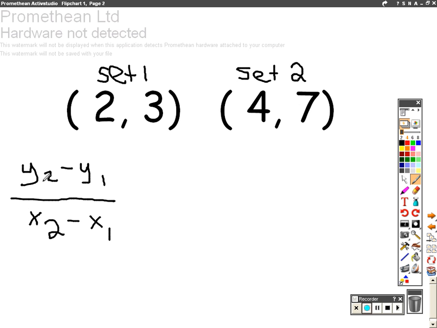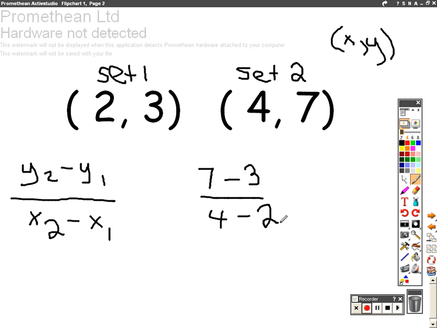Okay, so the formula says the y of set 2. The y, remember ordered pairs are x comma y. So y value in set 2 is 7. So I'm going to replace y2 with 7. Minus the y value in set 1, which is 3. Over the x from set 2, 4. Minus the x in set 1, which is 2.